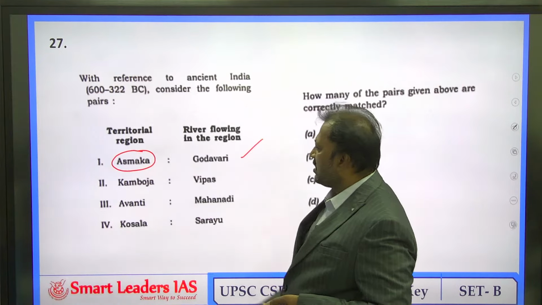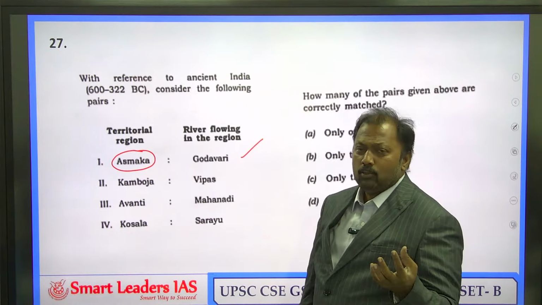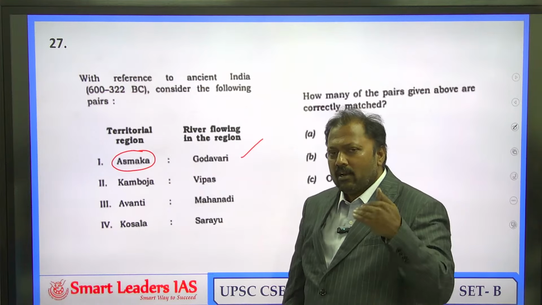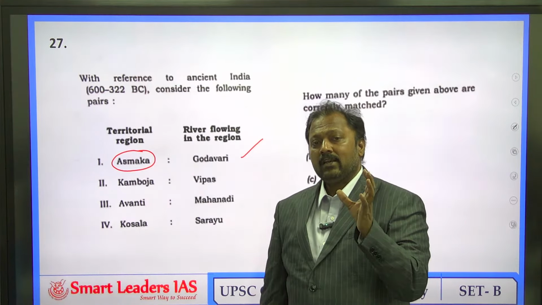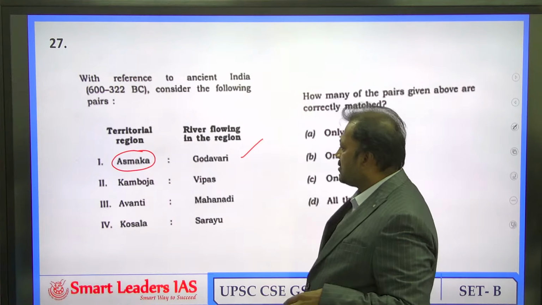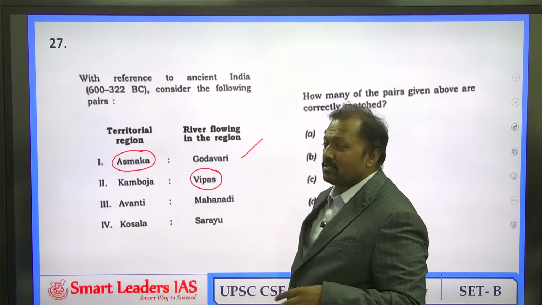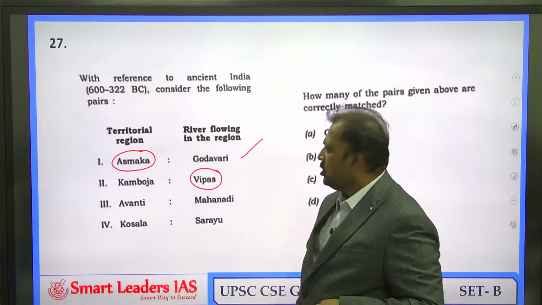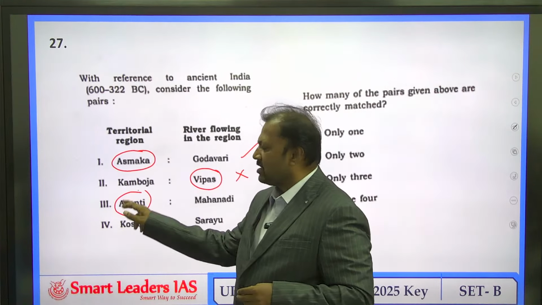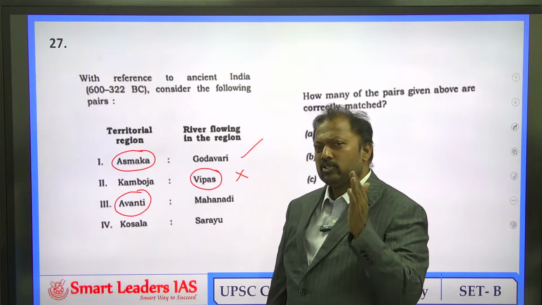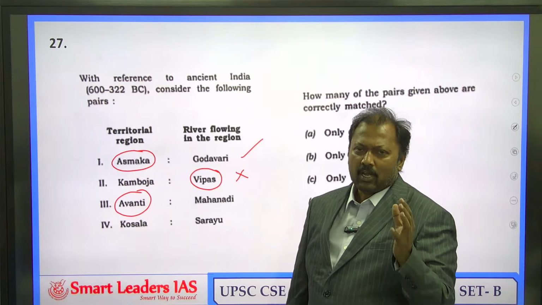So Godavari is correct. Kamboja is located in the northern part of Punjab, I mean the northern part of Pakistan and northeastern part of Afghanistan. The Vipas River is not present there, so this is not going to be present. And Avanti Mahajanapada is in the central part of India.